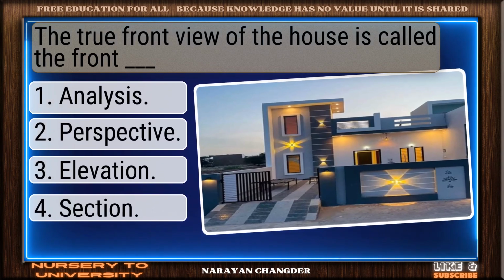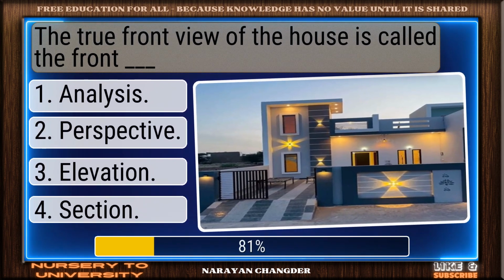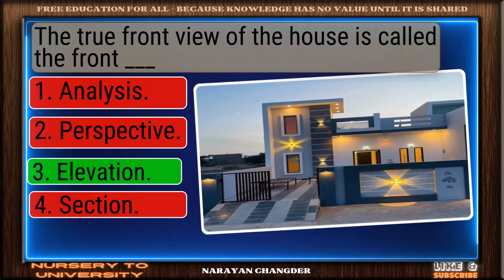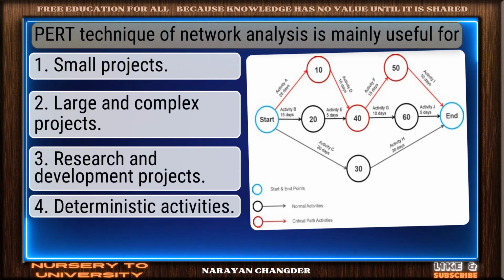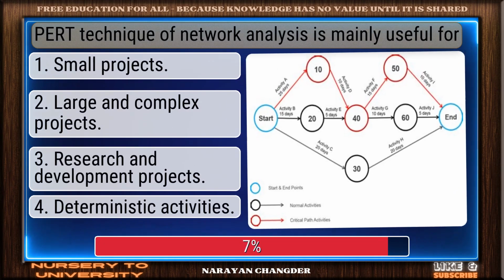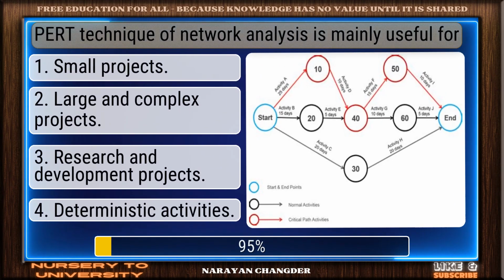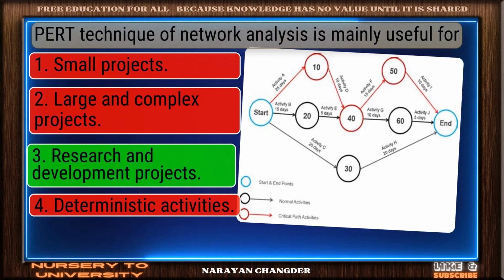The true front view of the house is called the front dash. Excellent choice. Elevation is the right answer. PERT technique of network analysis is mainly useful for. Right again. Research and development projects is a valid answer.